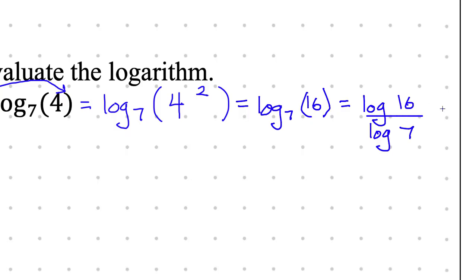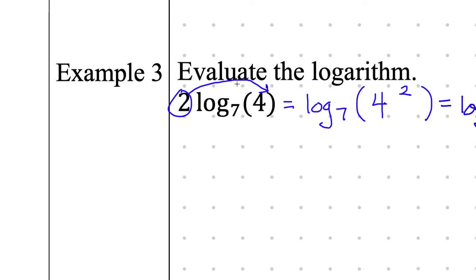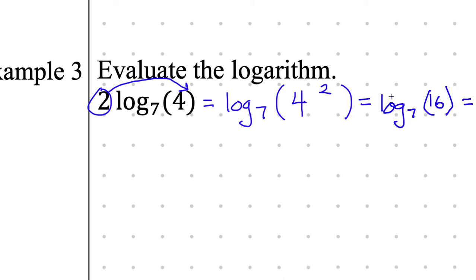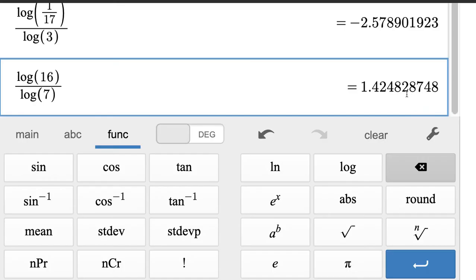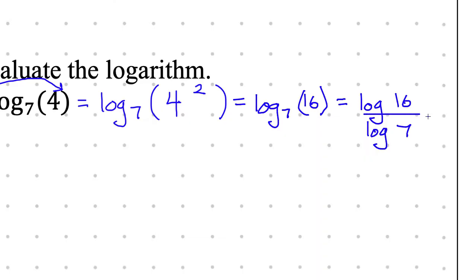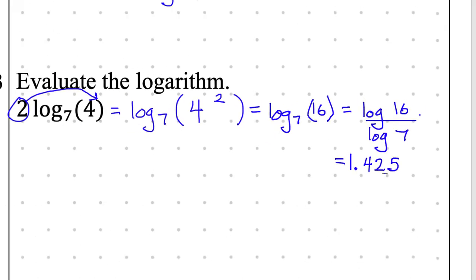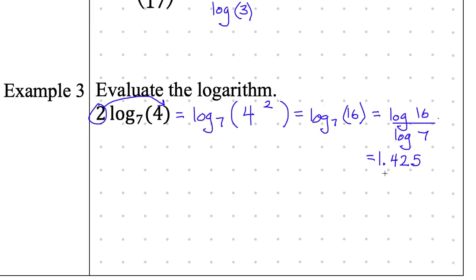1.425. Question, Leo. How'd you get 16 again? Say it one more time. Oh yeah, so this 2 on the coefficient moved up to the power. 4 to the power of 2 is 16. 4 times 4 is 16. Yeah, good question. So again, this was 1.425. Other questions? I like all these questions. If not, then we're moving on to the backside.